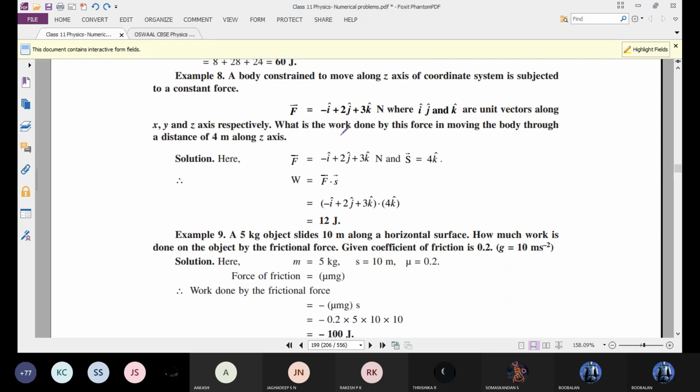Okay. Then normal dot product only. For 3 4s are 12 j cap. I dot I value 1, k dot k value 1, j dot j value 1. That is the properties of dot product.